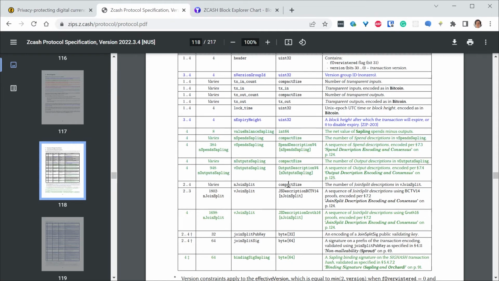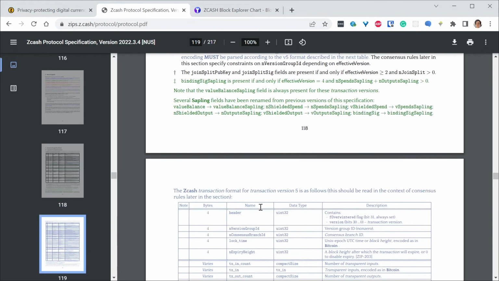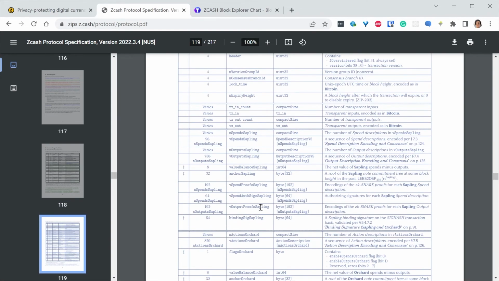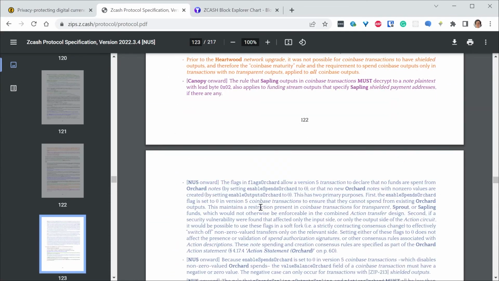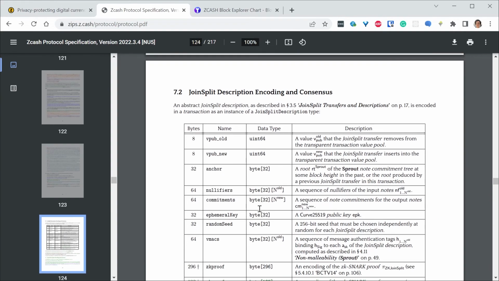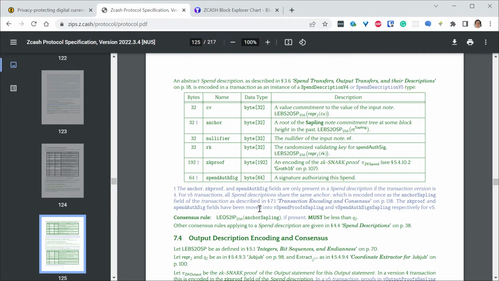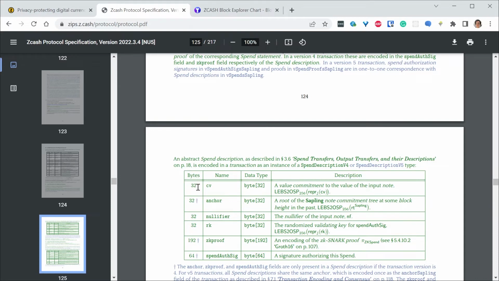components. And the sapling components have two sides. We have the inputs and we have the outputs. The inputs are called spends, and the outputs are called outputs. The spends and the outputs are further trimmed down, so you don't have the entire sapling spend and you don't have the entire sapling output. So let's take a look at what we have. This is a spend, and we have 32. These are the sizes in bytes of one sapling spend.